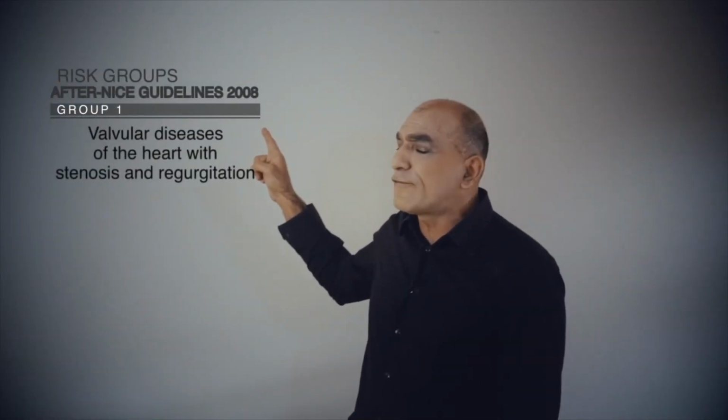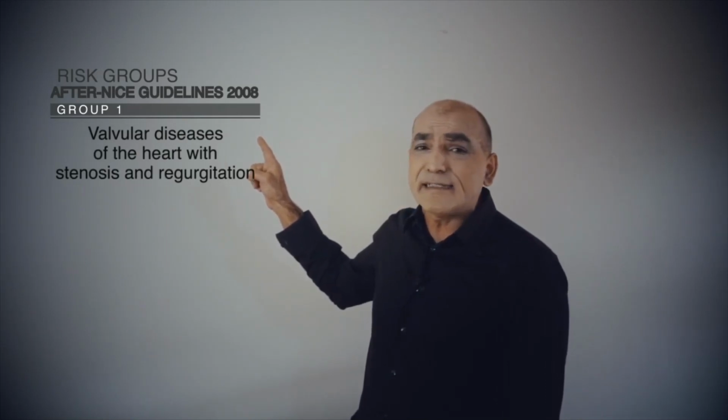And what is the first thing they put there? Acquired valvular disease of the heart with stenosis and regurgitation. So nothing is changed. Aortic incompetence and aortic stenosis, mitral stenosis and mitral incompetence, tricuspid stenosis and tricuspid incompetence, pulmonary stenosis and pulmonary incompetence, or the combination of these are still an increased risk and ought to be put on prophylactic antibiotics. The NICE guidelines haven't changed anything.